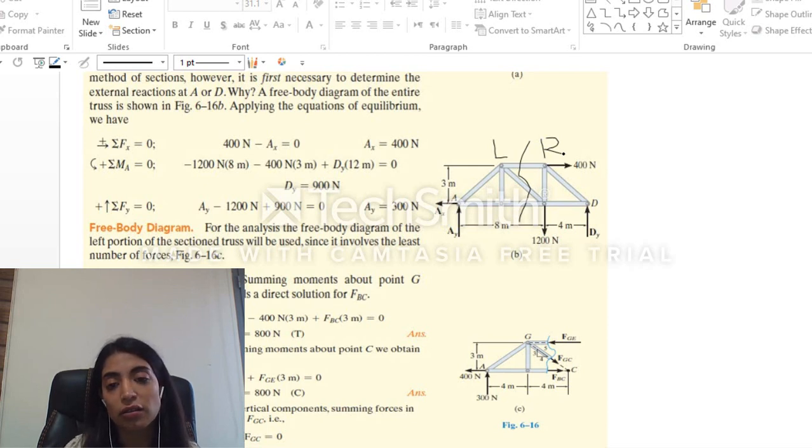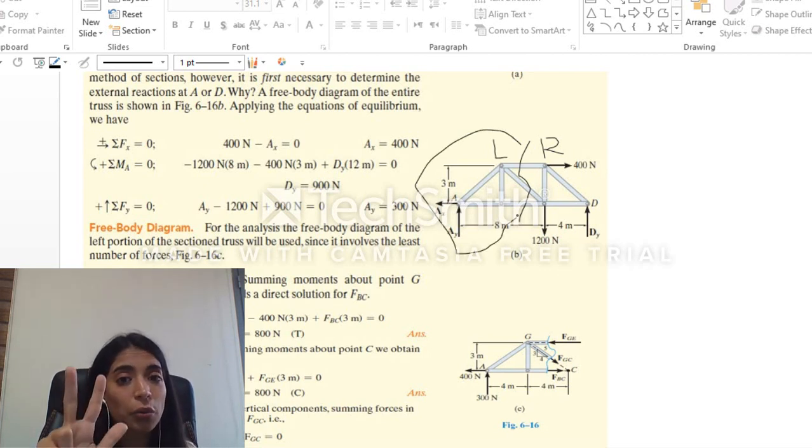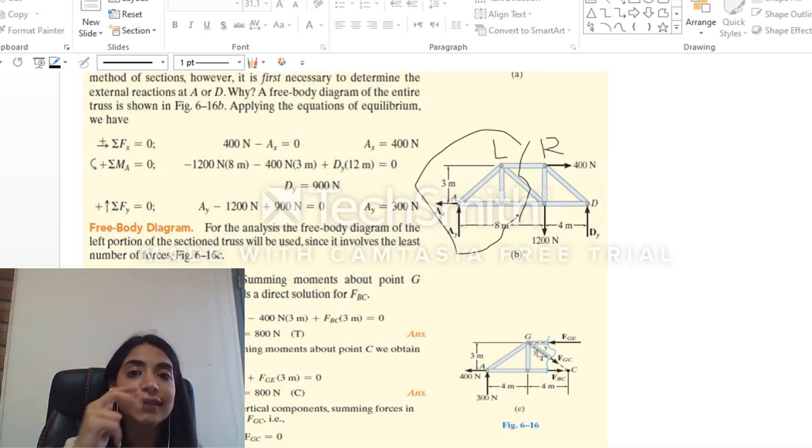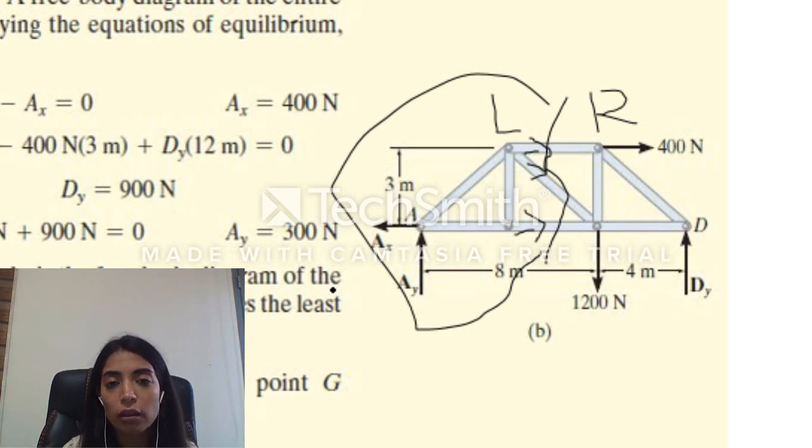So how to decide which part I should use? In fact, if I take the left part, how many unknowns do I have? And remember, I only have three equations: sum of Fx, sum of Fy, and sum of moments. I will have this is the first unknown, this is the second unknown, and this is the third unknown, and two additional unknowns at the reactions. So I have 5 unknowns, 3 internal forces and 2 reactions at A. So I cannot solve for them.